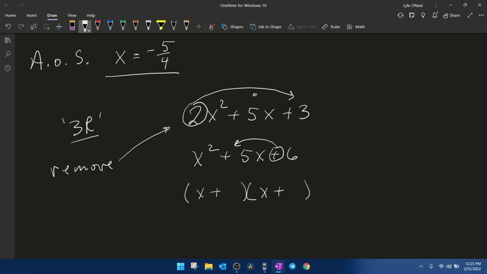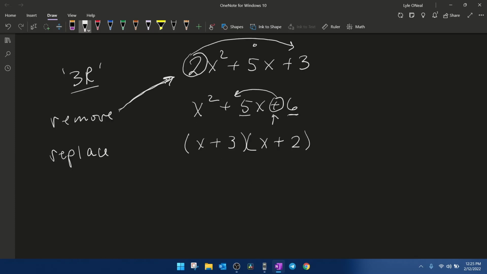X and x to make x squared, and the numbers that multiply to make 6 and add to make 5: 3 and 2. Once you get your standard trinomial factored, the next step is replace. Whatever we removed, we need to replace it in front of each x. So we're going to put the 2 back in front of each x.